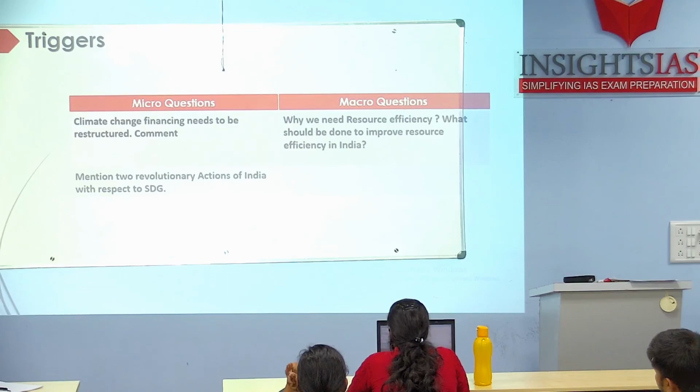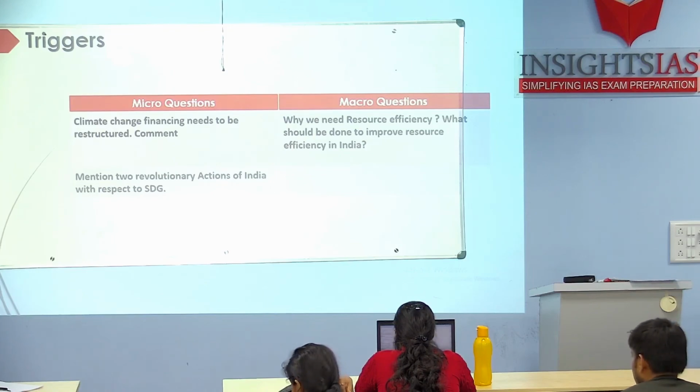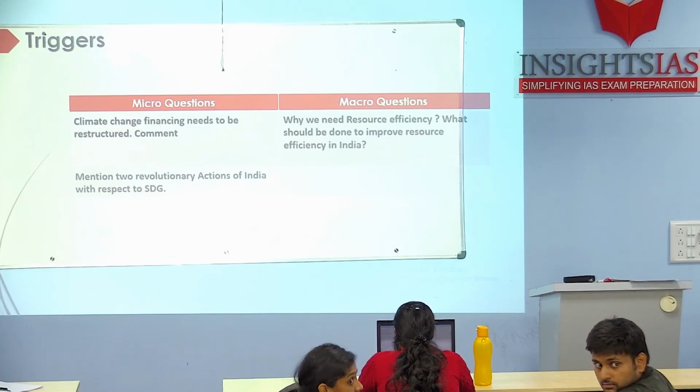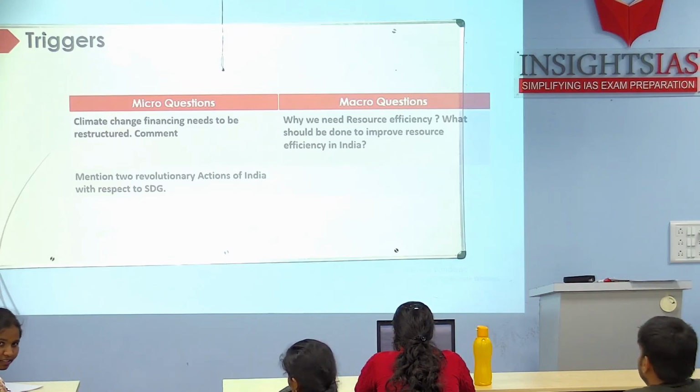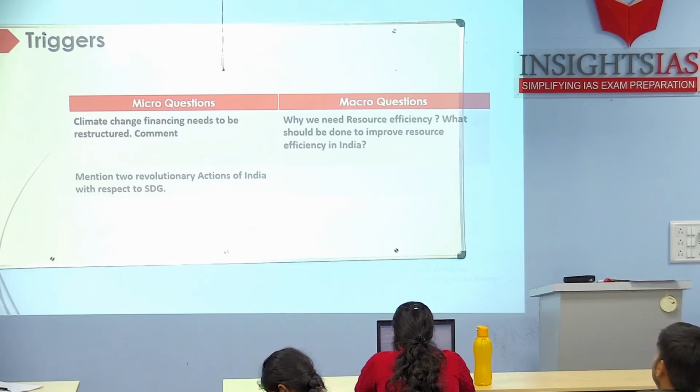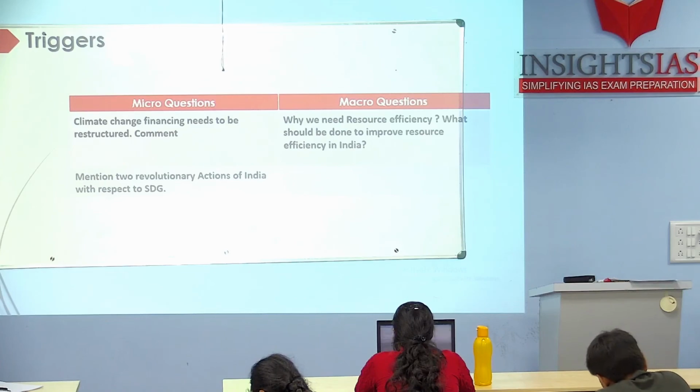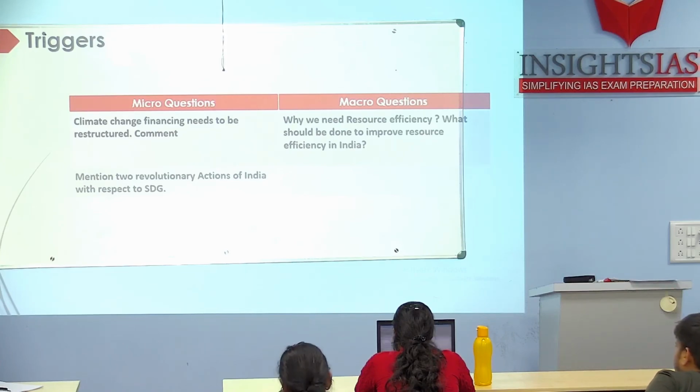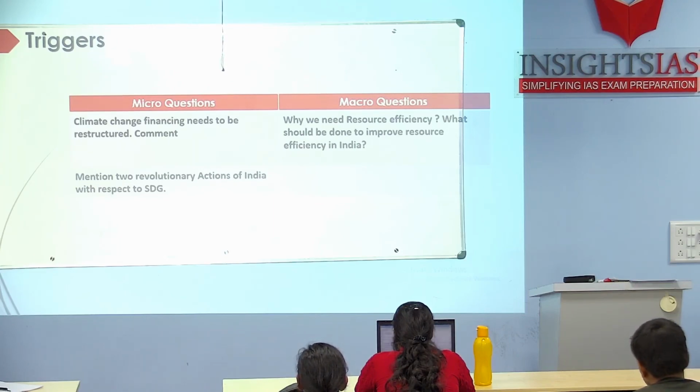Anyway, climate change. So the question is, climate change financing needs to be restructured. Comment. You actually talked about the scope, scale and speed, so we can build up on that only. We can say that so far they have done the efforts, but we need to change our gears with respect to adaptation and mitigation. For scale, we can say the Oxfam report thing, that 5 to 7 billion thing.